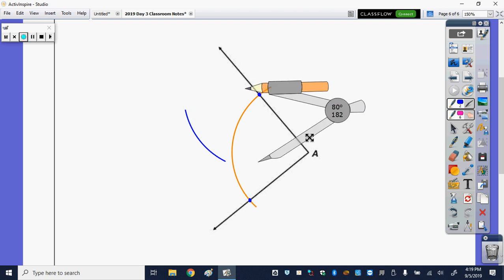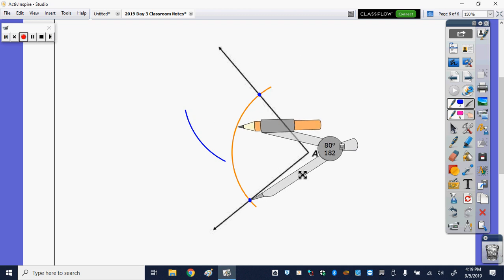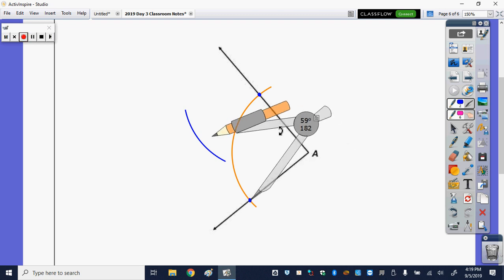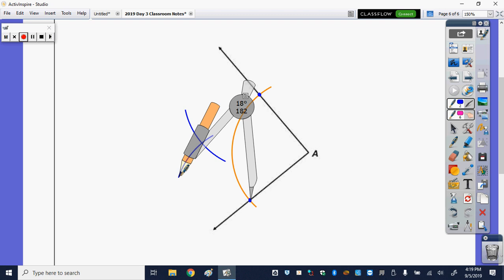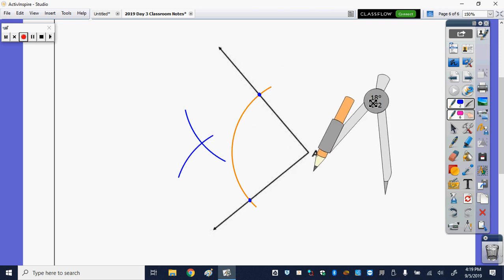Then you're going to put your compass point on the other intersection of the ray and the arc, and draw another arc that intersects it. So it's the arc in the X. And as I said, if the radius is large enough, you won't have to change it. If those two arcs didn't intersect, then you'd have to do it again. Open up your compass, make a bigger radius.